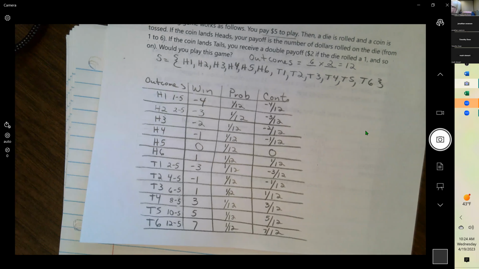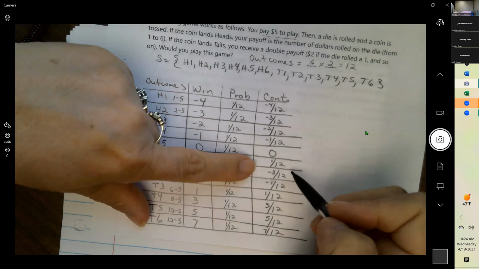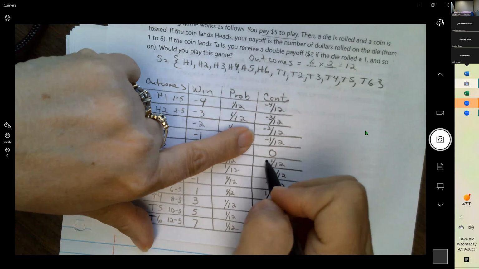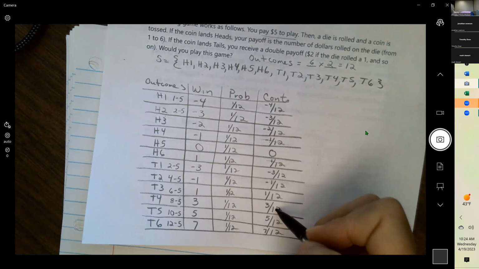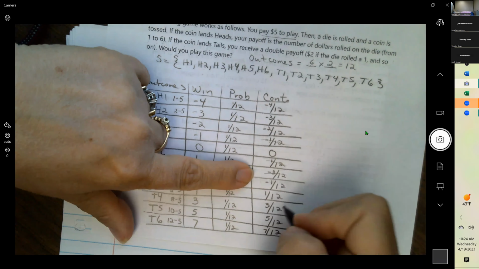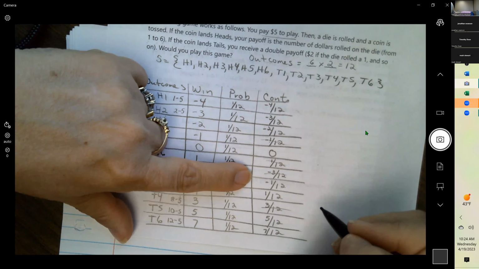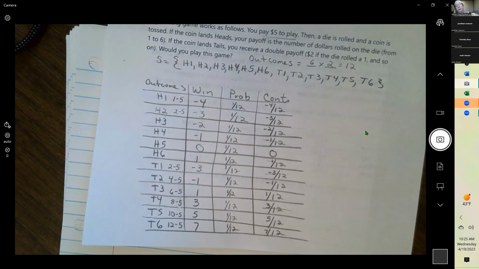Another thing we could do, here's a positive 1/12 and a negative 1/12. Those cancel. Is it the only one? Oh, a -3 and a +3. So you could cancel some of them also.